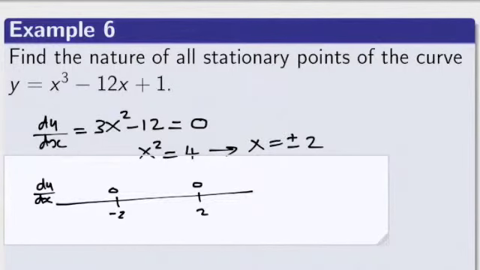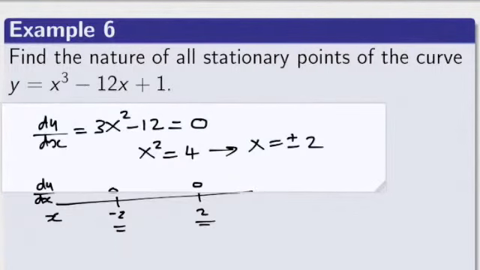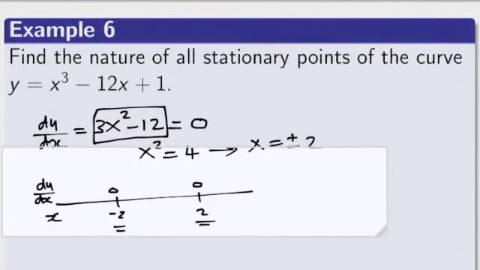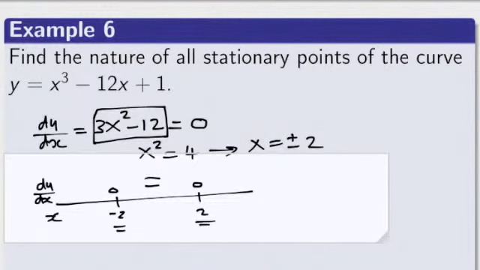Now for values of x between minus 2 and 2, 0 is a value between minus 2 and 2. So if you substitute x equal to 0, the value of dy/dx at x equal to 0, if you substitute x equal to 0 in this expression, we obtain the value minus 12. So obviously dy/dx is negative for values of x between minus 2 and 2.